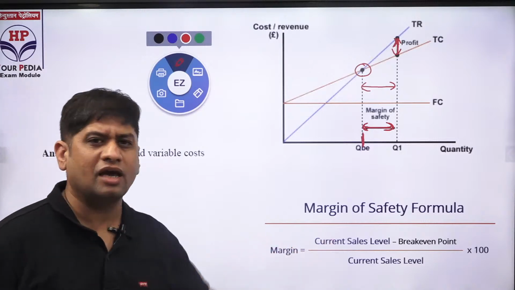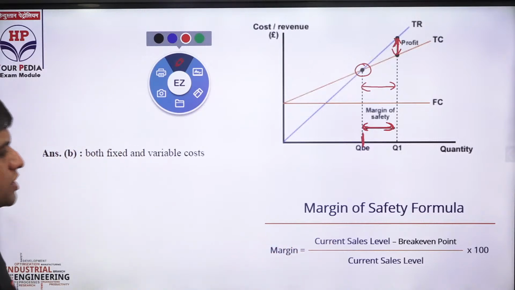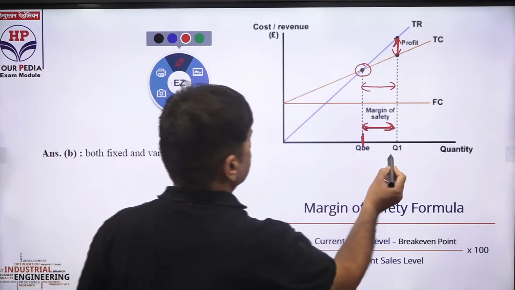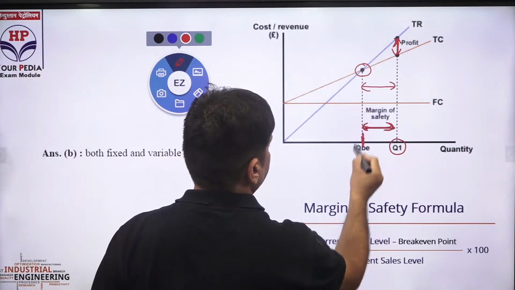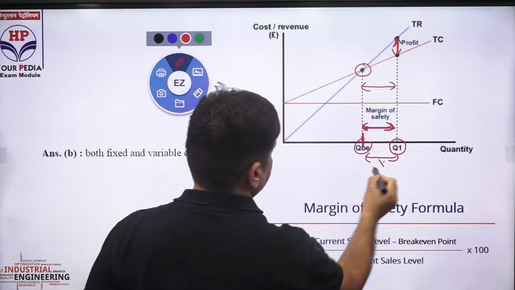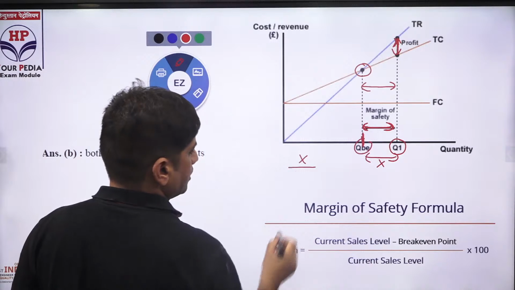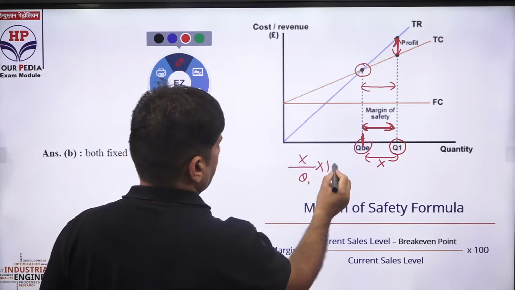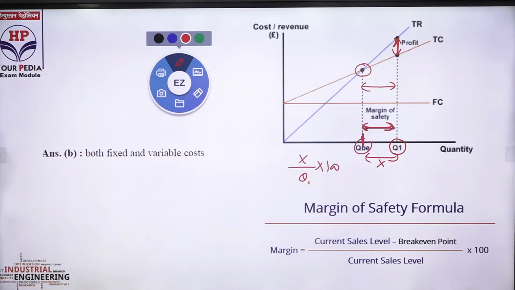So margin of safety can be calculated in percentage form. What is your current sales level, what is the break even point sale? This is how it is to be calculated. The difference of this, let us say x, divided by the current sale level, q1, into 100. That is how you calculate margin of safety. So you should know what the margin of safety is.